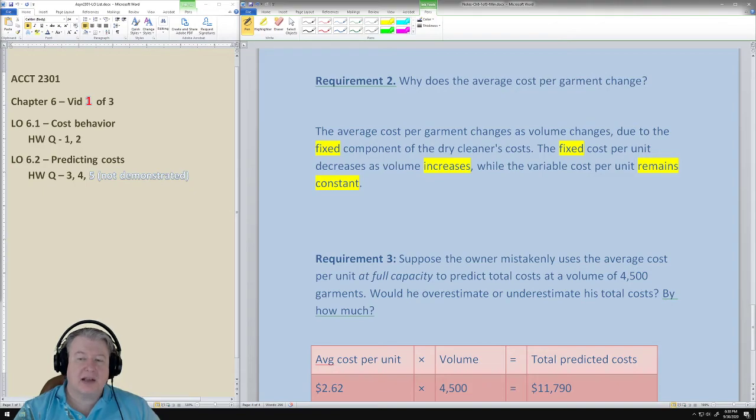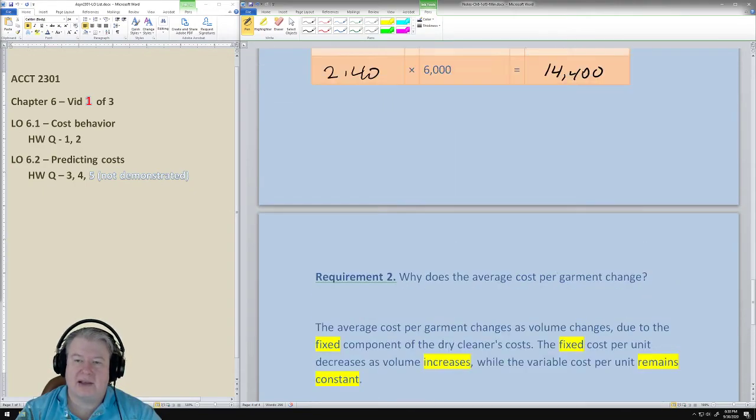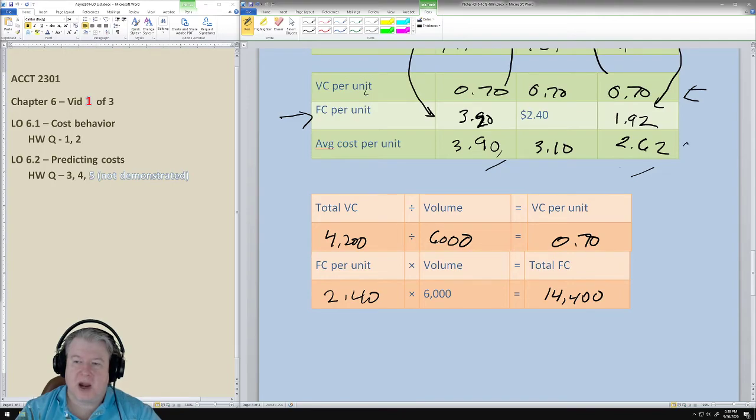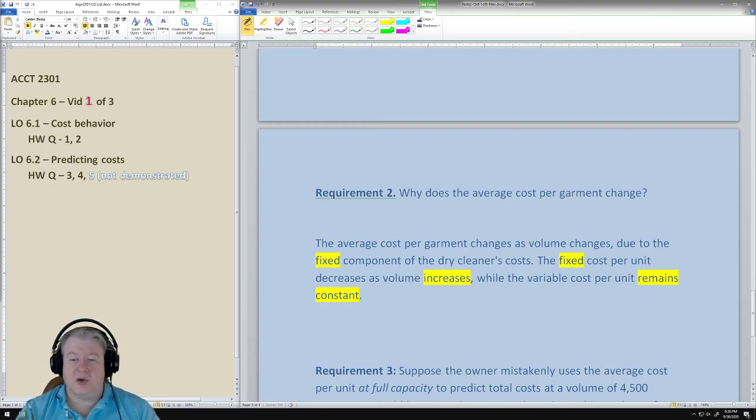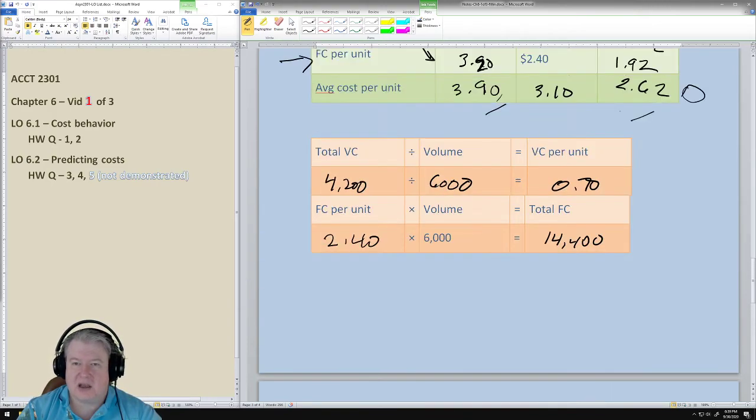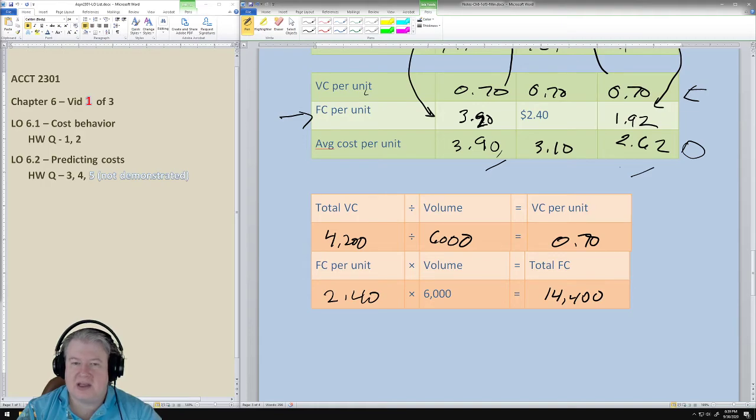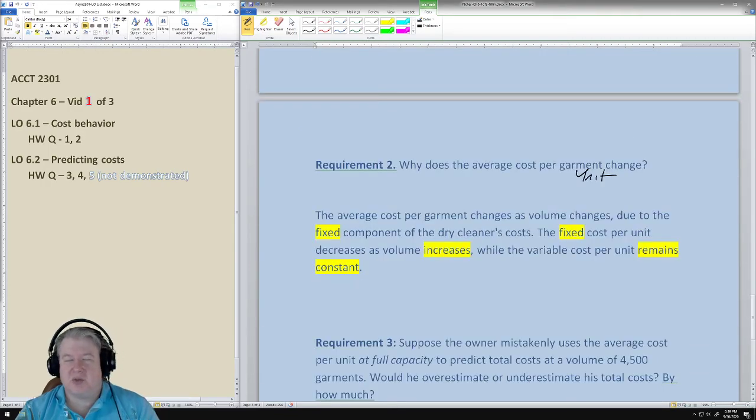Why does the average cost per garment change? Which is exactly what we were looking at. Why does the average cost change? Right here. Well, this was something about clothes. The average per unit cost, it doesn't have to be garment, it could be whatever the unit, changes due to the fixed costs. Well, if you notice, the fixed cost, just like I was saying, is what goes down. The fixed cost per unit decreases as you spread the total fixed cost over more units. So the fixed cost per unit decreases as volume increases. That's the key point, while the variable cost remains the same.